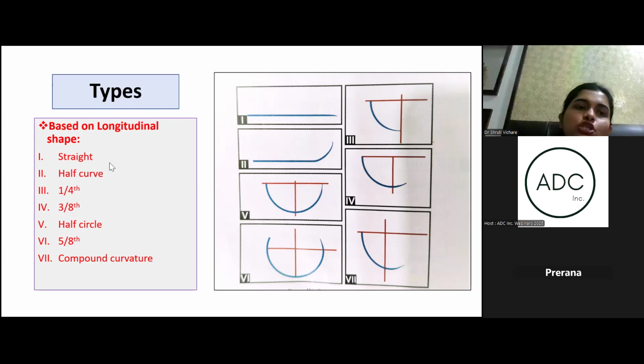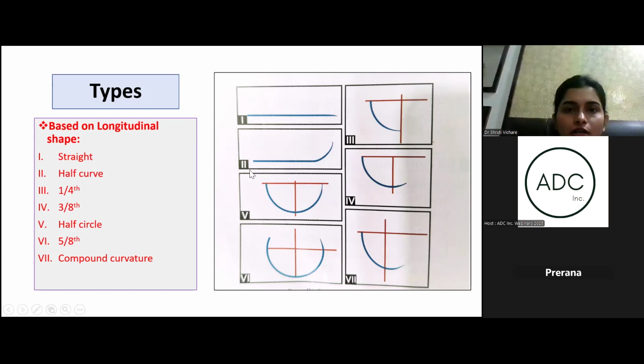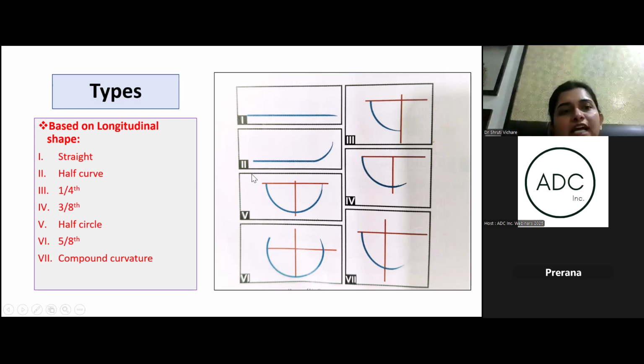Coming to the second needle, which is called half curve. As the name suggests, it is a compromise between a straight and a completely curved needle. As you can see here, it is straight in the first half of its configuration, and then it very smoothly blends into a curve. That is how it gets its name, half curve. Again, it is not very commonly used, although it can be used in certain very technique-sensitive procedures like microsurgical cases, but not very commonly.